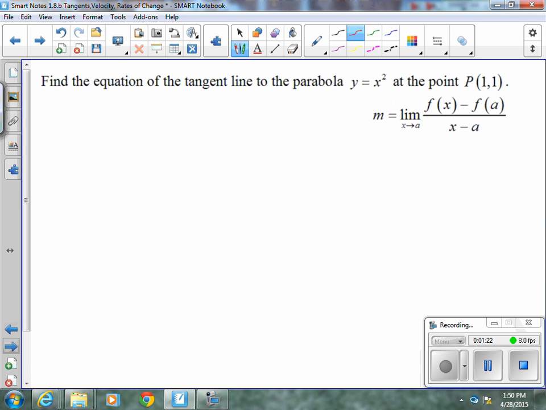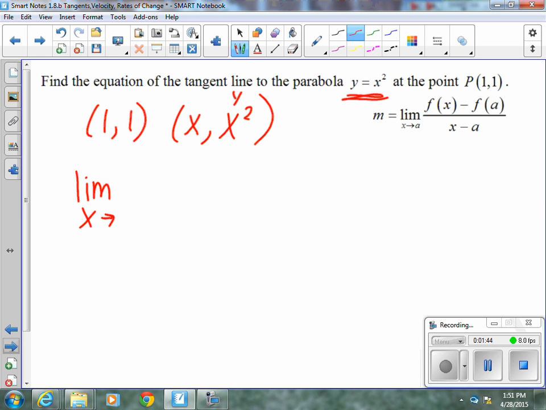It says find the equation of the tangent line to the parabola y equals x squared at the point (1, 1). So, our point's (1, 1). We need 2 points to find slope. So just like we did a few sections ago, we come up with a generic point at x, technically y, but in this case y is x squared, so we use x squared. And the limit, as x approaches a, which a is our x value of our point, of the slope of these two lines. Now, right away, you can tell that you can't plug in that 1.